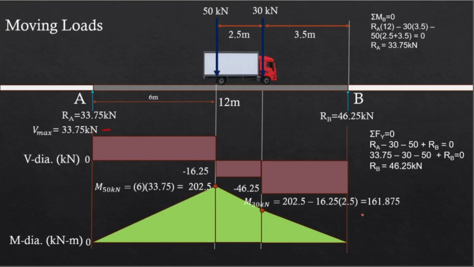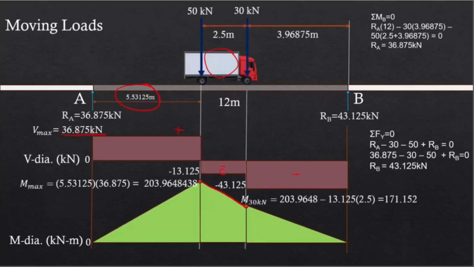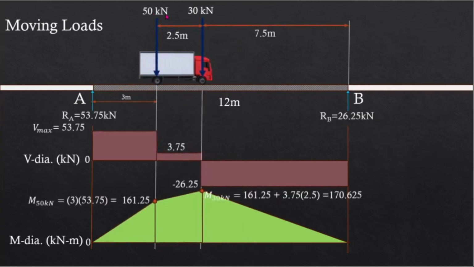Now, for the maximum shear, I hope you would agree that to get the maximum shear, the larger load must be over the support. The farther away this load is from the support at A, the smaller the shear value, as you can see from our discussion. Again, when this load is 6 meters from A, we have a shear value of 33.75. But when it's closer, we have 36.875, and then let's bring it closer, we have 53.75. And so naturally, the maximum shear will occur if this load is directly over A.